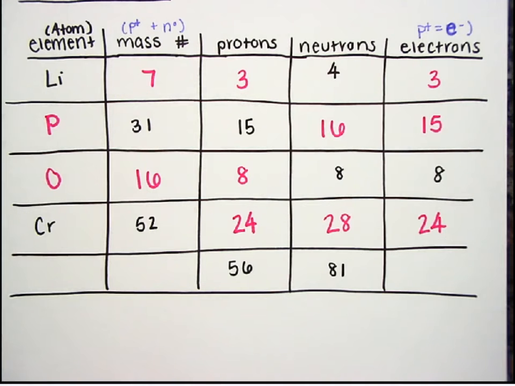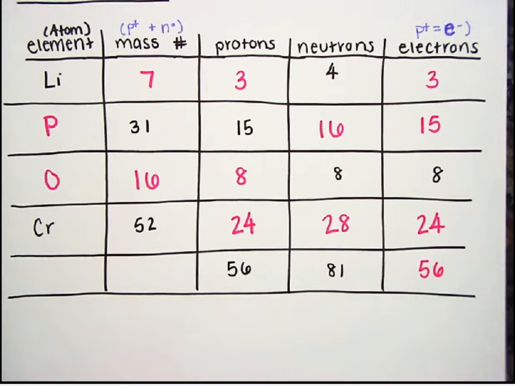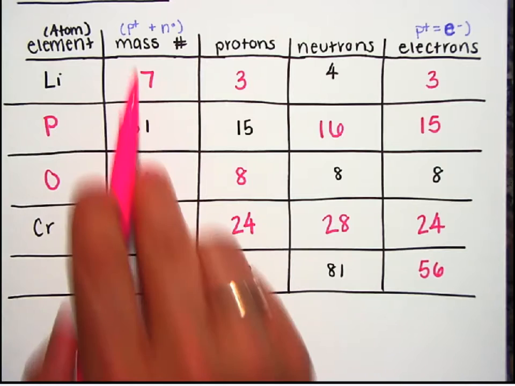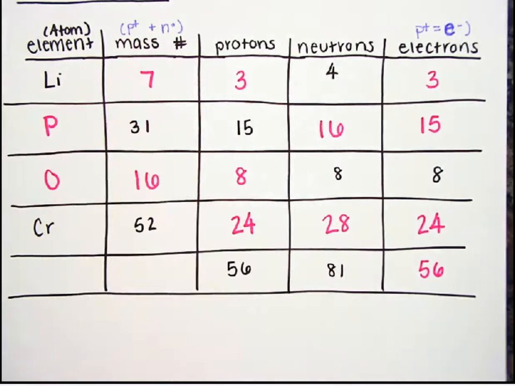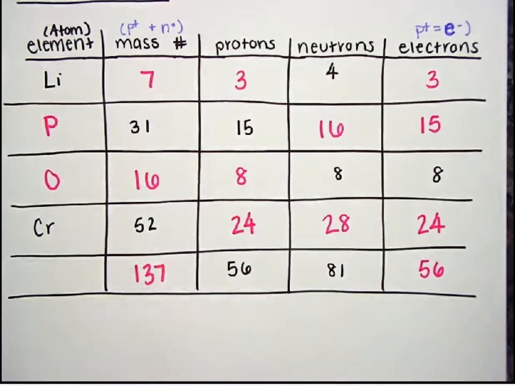Again, pause the video. Try row 5 on your own, unpause when you're ready to check your work. Again, these are all atoms. Atoms are neutral. Protons equal electrons. If I have 56 protons, I also have 56 electrons. Mass is equal to protons plus neutrons. 56 protons plus 81 neutrons gives me a mass number of 137.